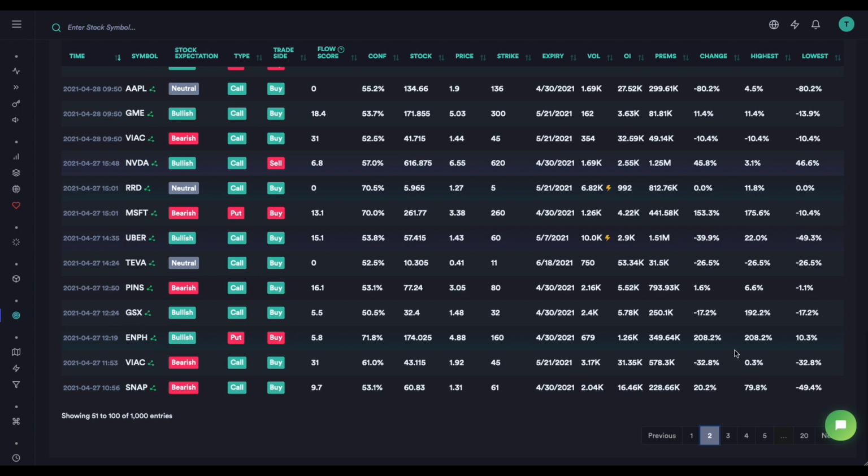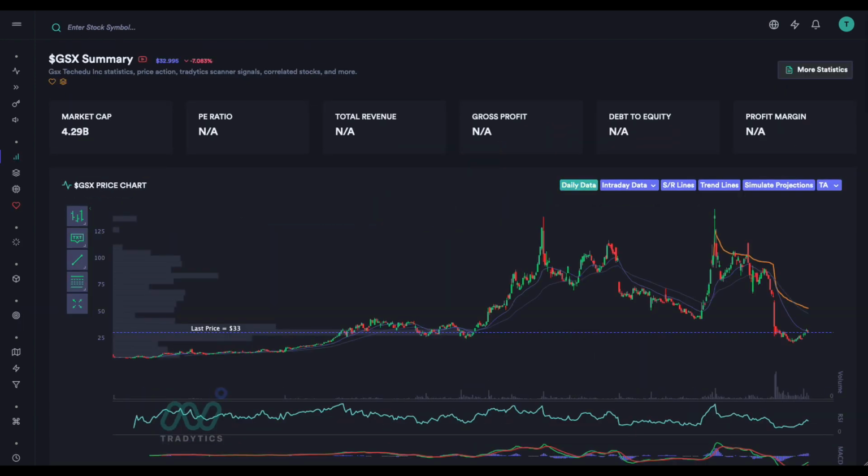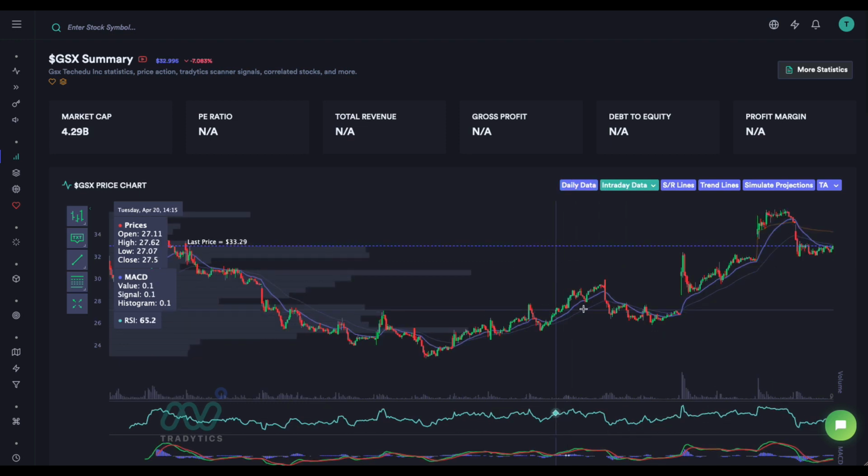Yeah, GSX went up about 192%. So let's see if we could have gotten some of those nice 192% profits. And this was a call alert, so we are going to get the 15-minute chart.